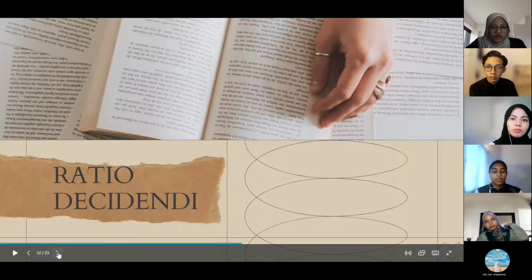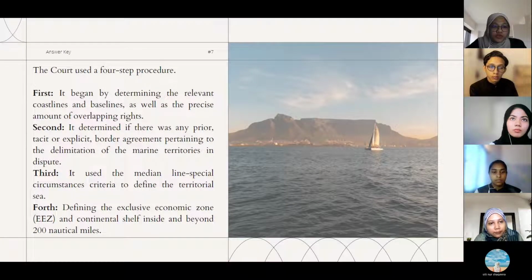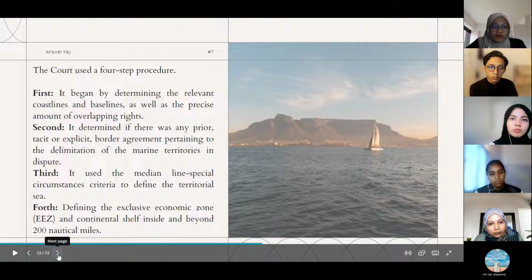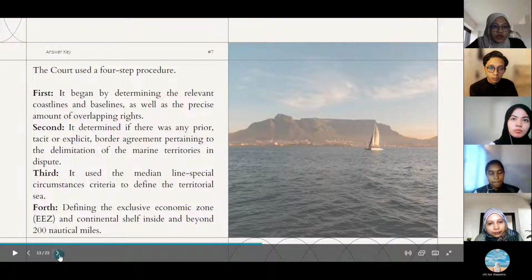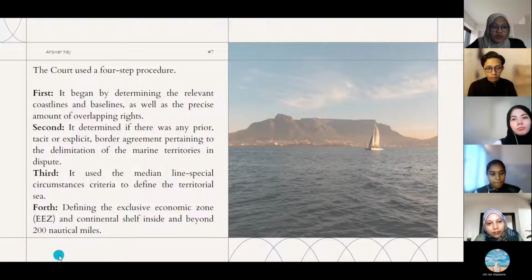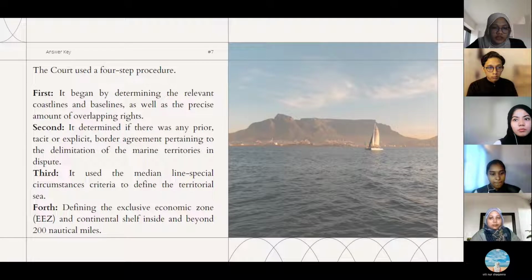The court used four steps for procedure. First, it began by determining the relevant coastline and baseline as well as the precise amount of overlapping rights. Second, it determined if there was any prior tacit or explicit border agreement pertaining to the delimitation of the marine territories in dispute. Third, it used the median line and special circumstances criteria to define the territorial sea. Fourth is defining the EEZ and continental shelf inside and beyond 200 nautical miles.